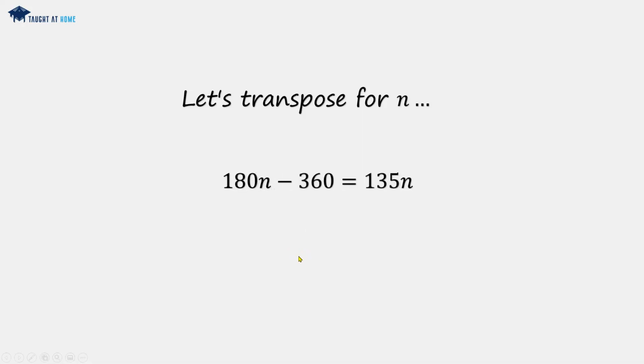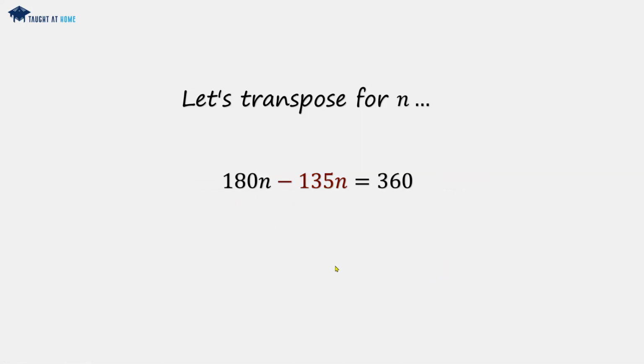The reason I'm doing that is because now I'm going to add 360 to both sides, and then I'm going to subtract 135n from both sides. If I add 360 first of all, these cancel out. So 180n is equal to 135n plus 360, and now I'm going to subtract 135n, and these 135n's cancel out.